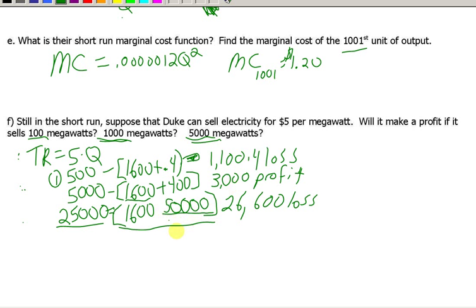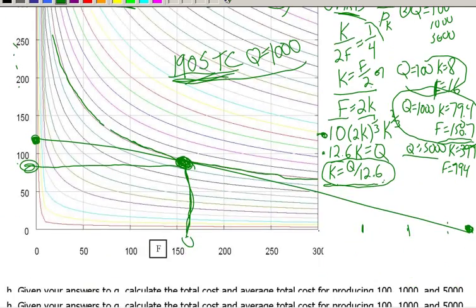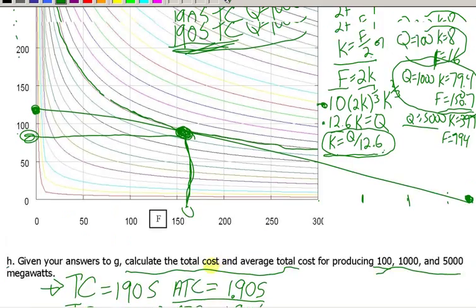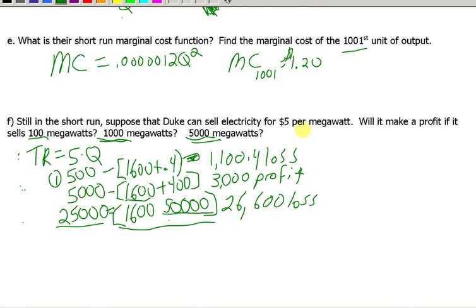If it was true that our cost per unit was only $1.60, or what was it, $1.90? Yeah, if our cost per unit was always $1.90 in the short run here, if we were able to sell our electricity for $5, the price is $5 per unit. As long as the average total cost is always $1.90 per unit, we're always going to make a profit in the long run if we can make those long run adjustments, but not in the short run.